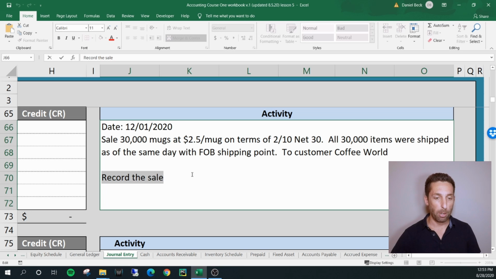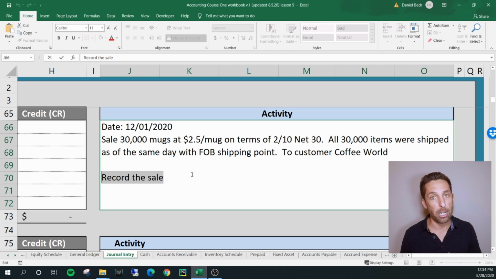Okay, let's talk about what's happening here. We're making our very first sale in this company. We're going to sell 30,000 mugs at a price per unit of $2.50 per mug to a customer named Coffee World. We are extending this customer terms. The terms we're giving them are 2/10 net 30. If you remember back to the previous video, when we purchased inventory from a vendor, we had the same terms.